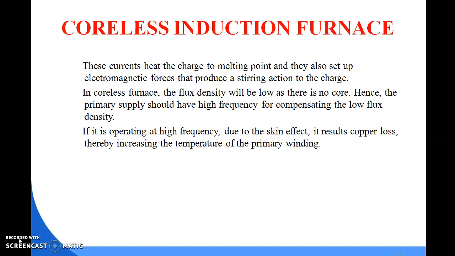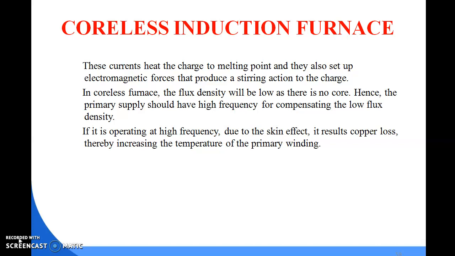If it is operating at high frequency, due to the skin effect, what is the skin effect? Actually, the skin effect is nothing but the tendency of an alternating current to concentrate near the surface of the conductor. That is called the skin effect. It always occurs in a conductor. That is the skin effect.